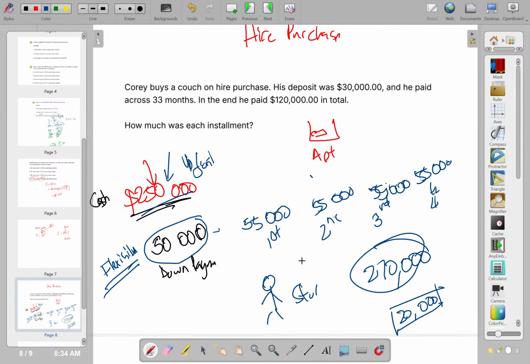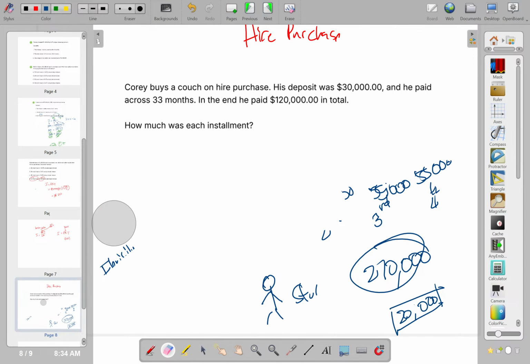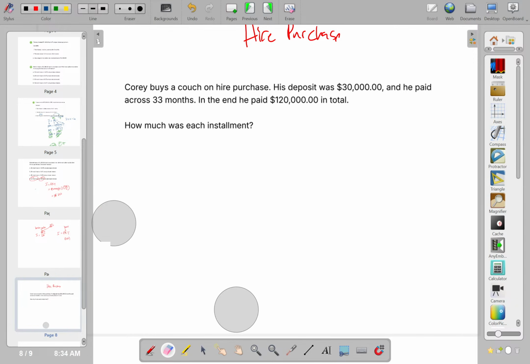All right. So I hope that's making a lot of sense to everybody. That is the gist of hire purchase. It's giving you a flexible approach. That's all it's doing. So Corey buys a couch on hire purchase. His deposit is 30,000 and he paid across 33 months.